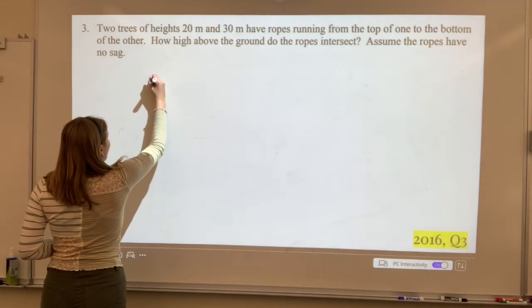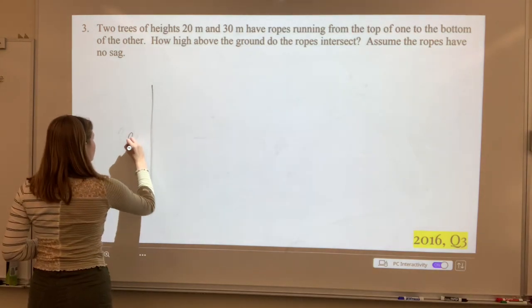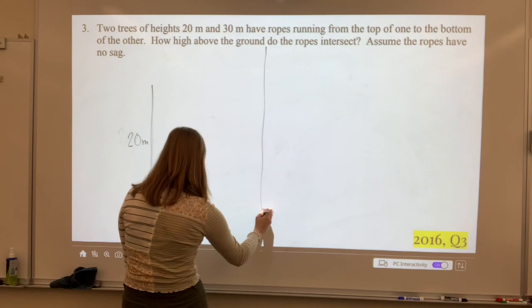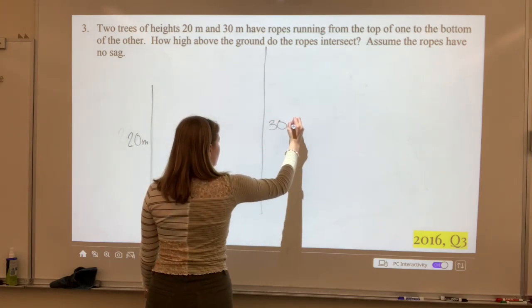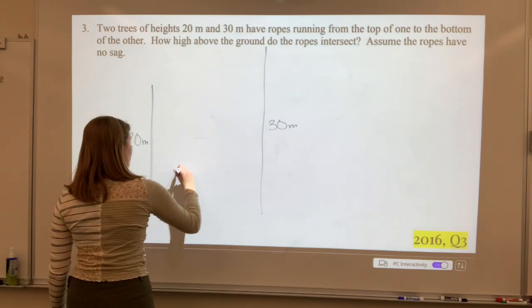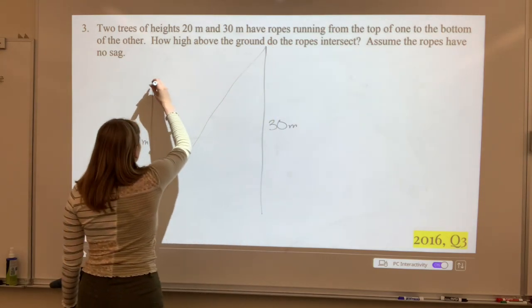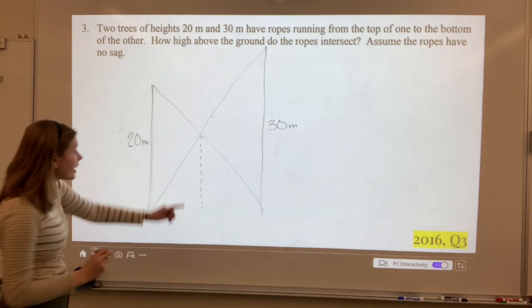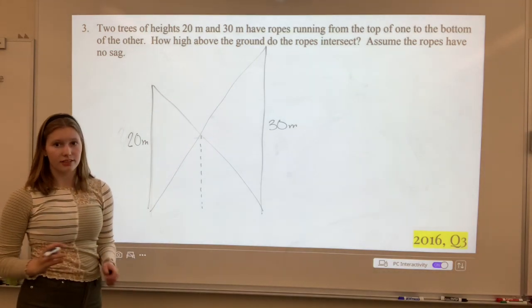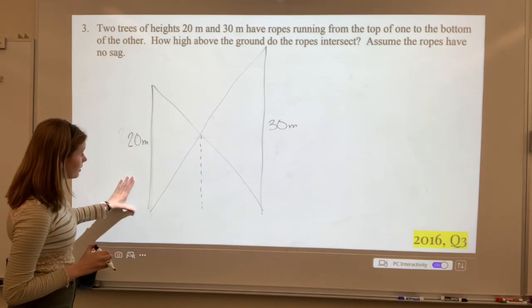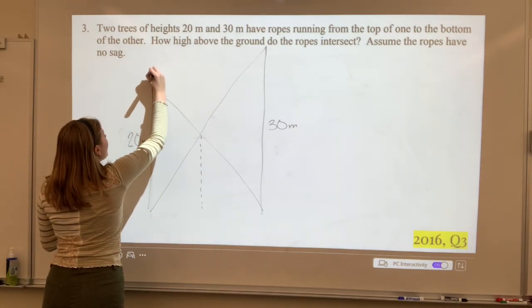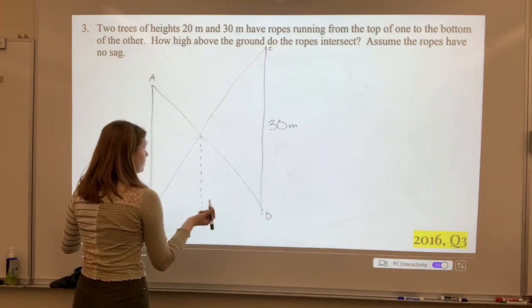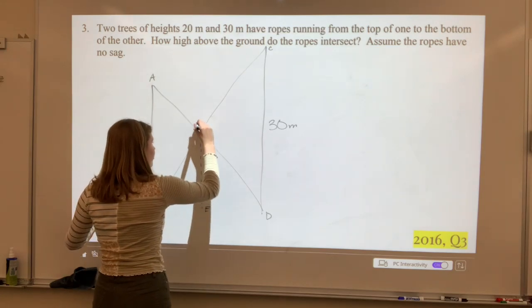Okay, so we have one tree, this one is 20 meters, and we have our other tree, 30 meters. And they have ropes going from the bottom of one to the top of the other. How high above the ground do they intersect? So this is the length that we're going to try and find. First, I'm just going to label all of our vertices. So A, B, C, D, and E, and F.